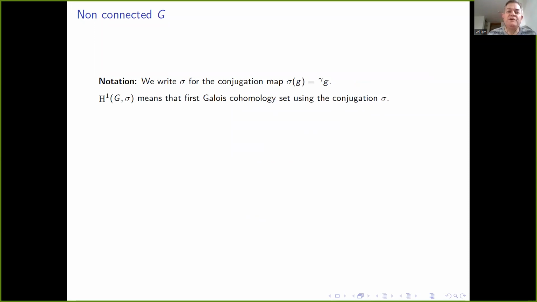So we use notation. We write sigma for the conjugation map. So sigma of G is gamma G now, right? So now sigma is more convenient, because we want to change the conjugation. And we write H1 of G sigma to mean the first Galois cohomology set using the conjugation sigma.